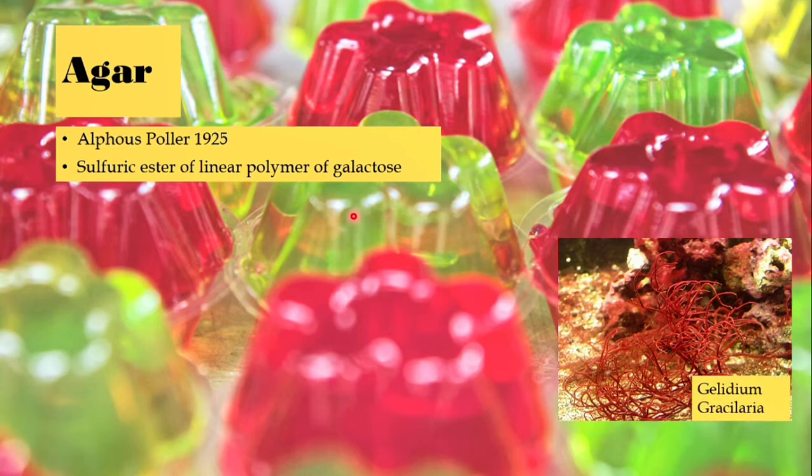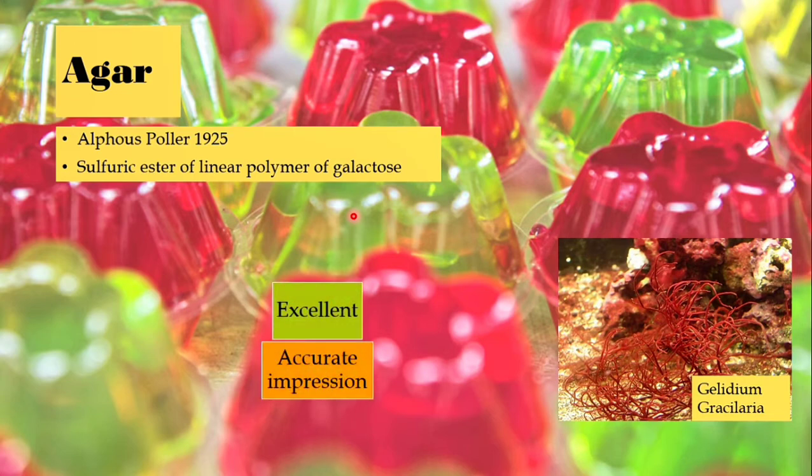Now the advantage of this material is that it is highly excellent and produces accurate impressions, but this is a highly technique sensitive material, and disinfection again is a big problem for this particular material. So because of that, it is greatly replaced by its irreversible counterpart, which is alginate, or the more favored material nowadays, which is the elastomeric impression materials.